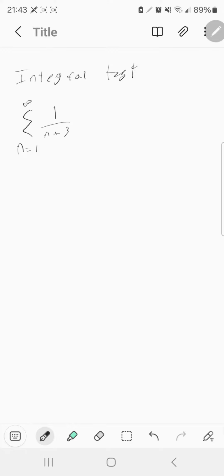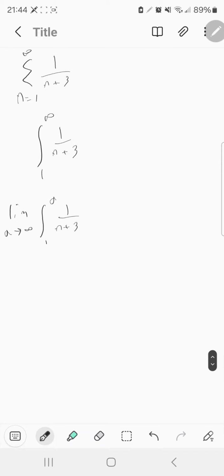So if we have the sum from n equals 1 to infinity of something like 1 over n plus 3, a way to tell if this is going to converge or diverge is to integrate it. The behavior of the series is going to follow the behavior of the integral. So if you integrate from 1 to infinity of 1 over n plus 3, if this converges, the series will converge. If this diverges, the series is going to diverge. We could also write this as the limit as a approaches infinity of the integral from 1 to a of 1 over n plus 3.